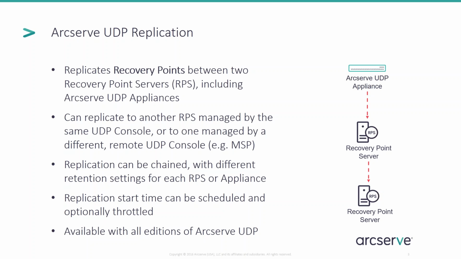When we set up replication, we can also chain replication to go from one RPS to another and to another and so on. We can chain multiple levels, and when we replicate from one RPS to another, we can have different retention settings for each RPS. For example, you might have an Arcserve UDP appliance installed at a branch office. You might replicate the backups that are on that particular appliance back to a recovery point server at your production or central head office site.